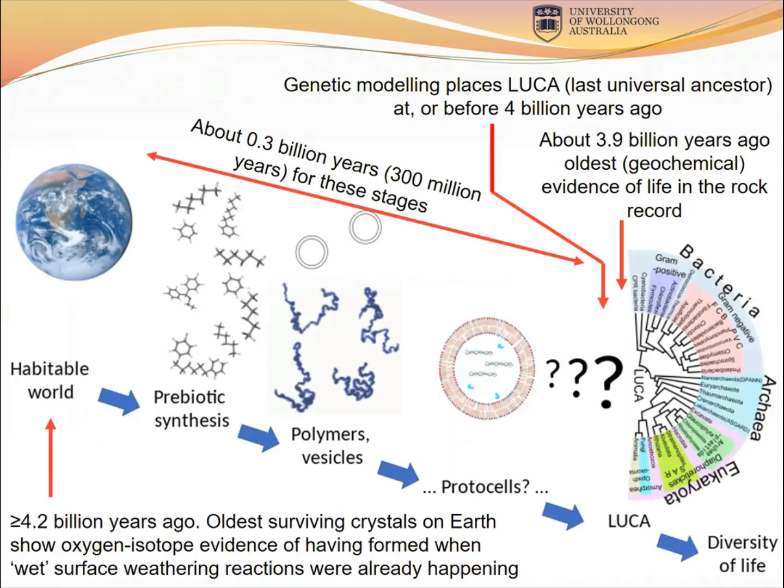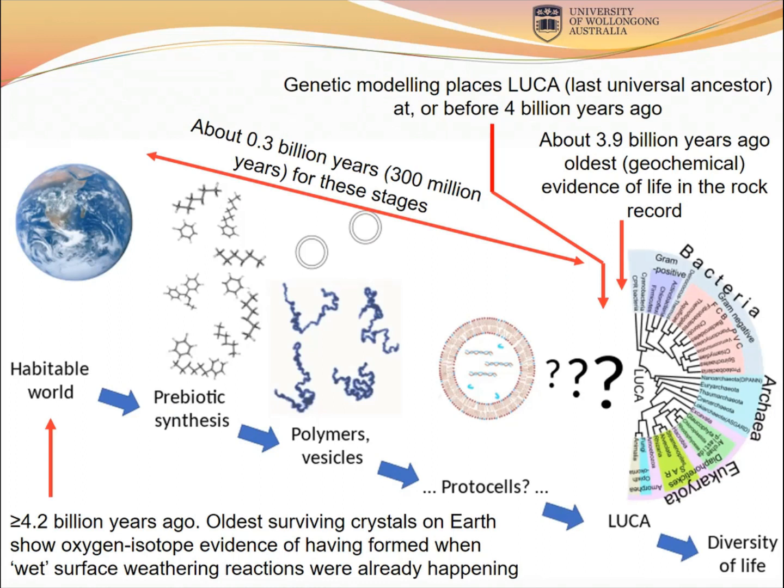So when you look at genetic modeling, it places LUCA, the last universal ancestor, at or before about 4 billion years ago. So you've got to have a series of events or processes before that, leading up to the emergence of DNA. We think that took about 300 million years.